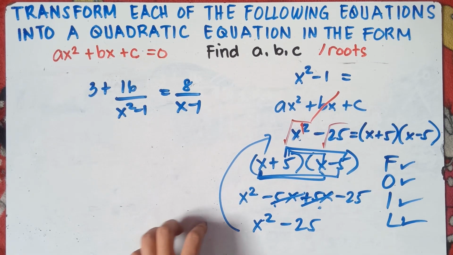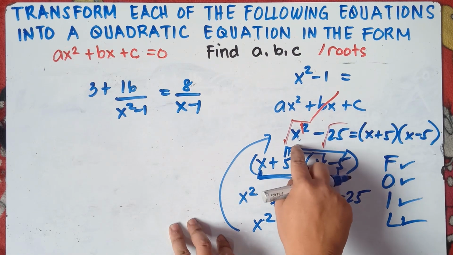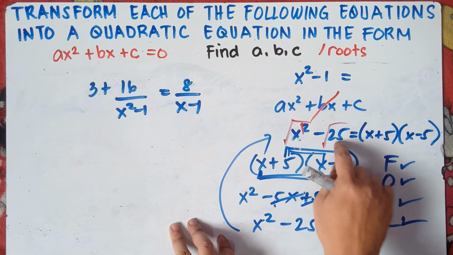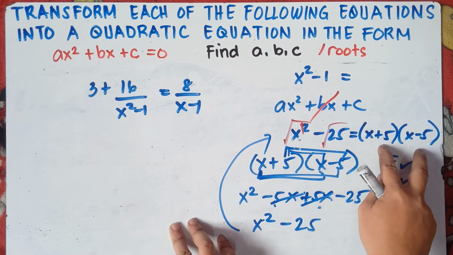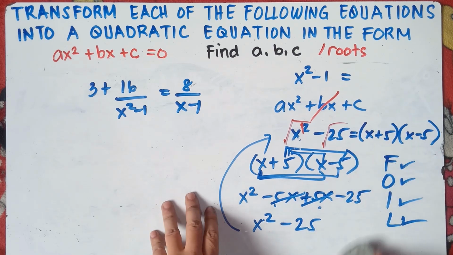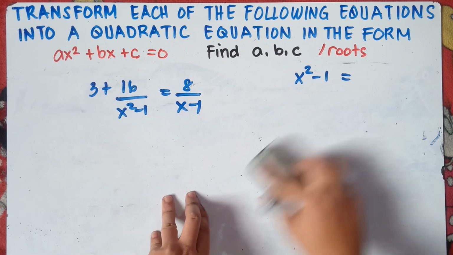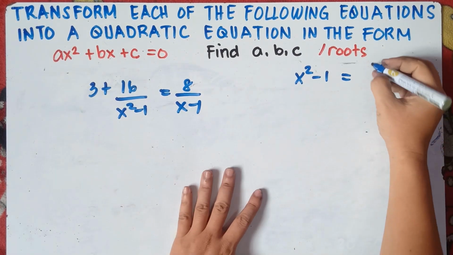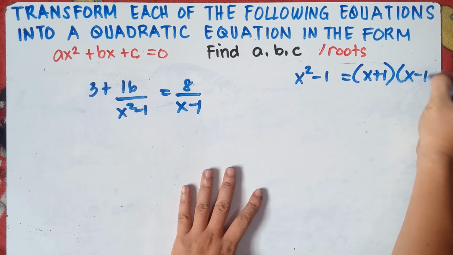So therefore, if we don't have the linear term, we have the quadratic term, and we have the constant, and the constant is a perfect square, we can factor this out by this. The difference of two squares. Okay, I hope you remember this one, class. So therefore, this one, x squared minus 1, we can factor this out by x plus 1 and x minus 1.